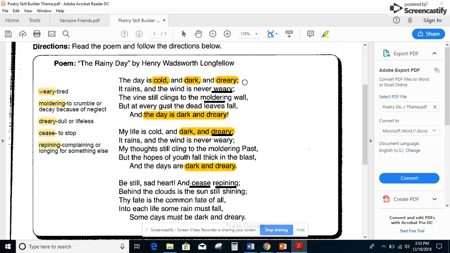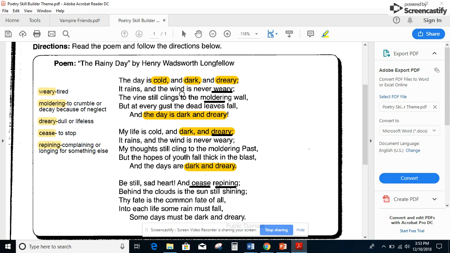So in our first two lines of stanza 1, he's giving us the setting. It's cold, it's dark, it's dreary. The wind is never weary, meaning the wind never gets tired, it never stops. So it doesn't sound exactly like the best day out in the park. It's a hard day that you kind of just want to be curled up in a blanket and hide from the world, okay?